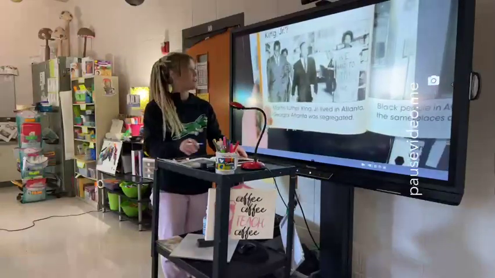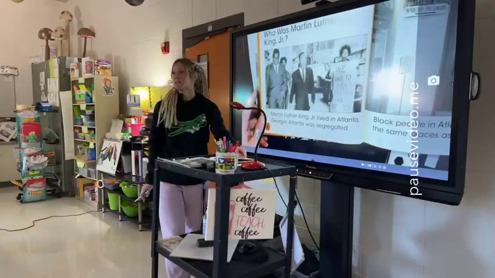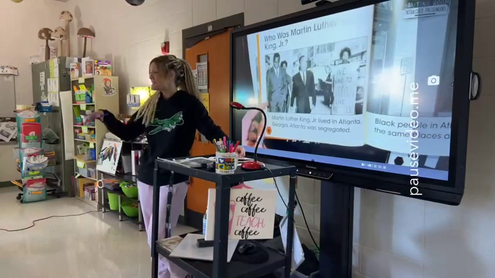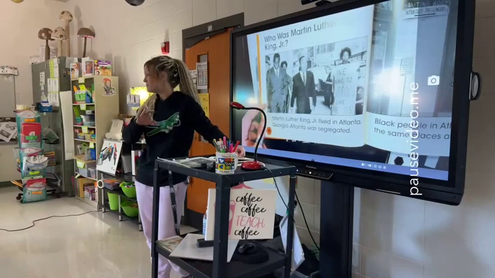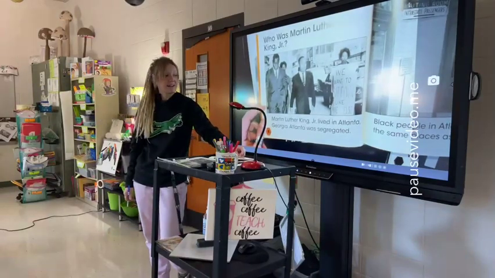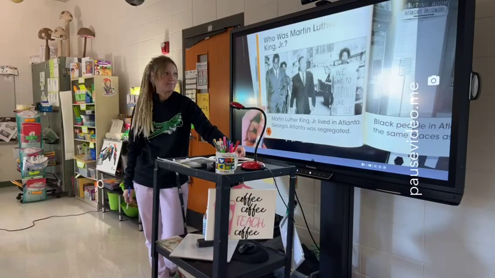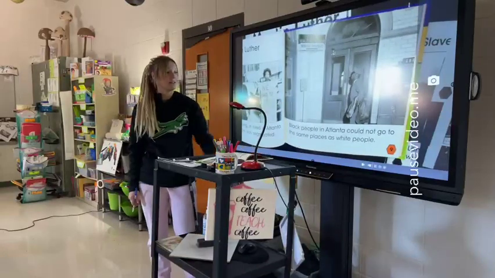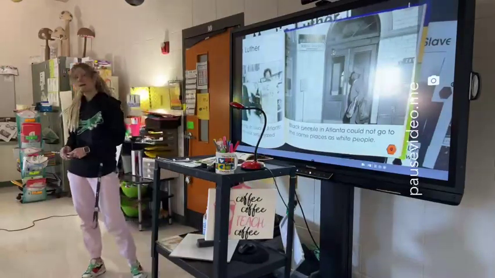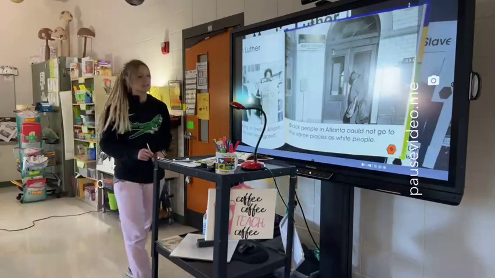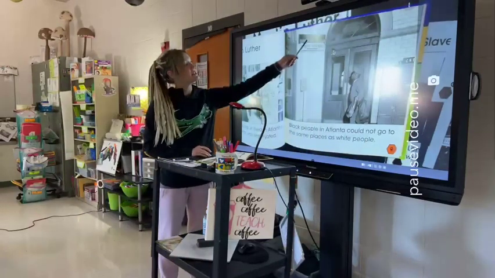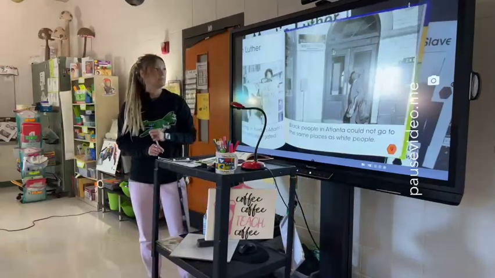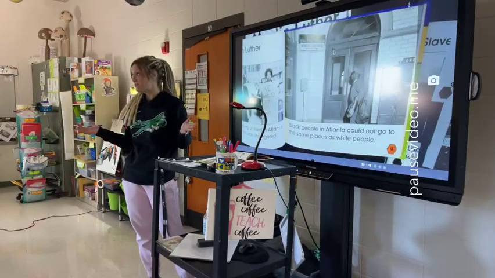Who was Martin Luther King Jr.? Martin Luther King Jr. lived in Atlanta, Georgia. We live in Kentucky. He lived in Georgia, so a different state. Atlanta was segregated. Black people in Atlanta could not go to the same places as white people. So here, these are real pictures, you guys. It says colored waiting room. So they would have to go in that way. They were segregated, separate from the white people.